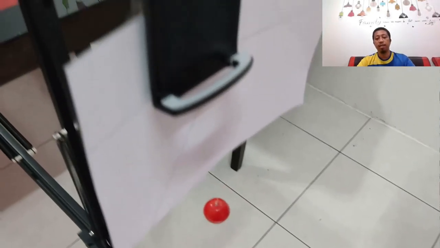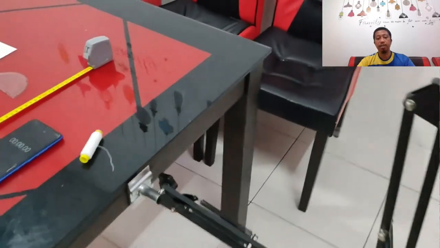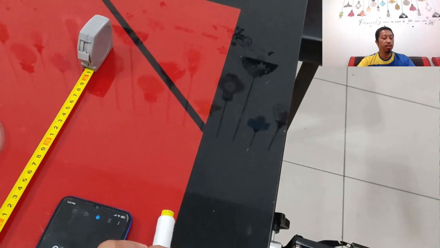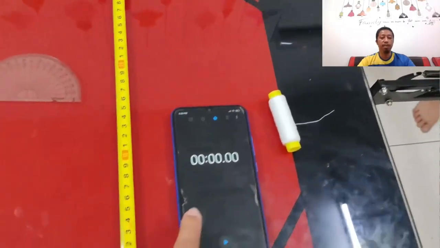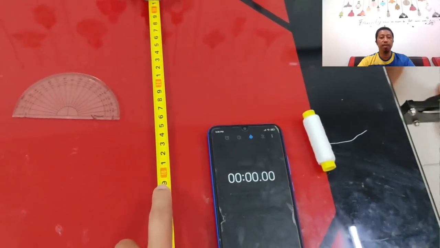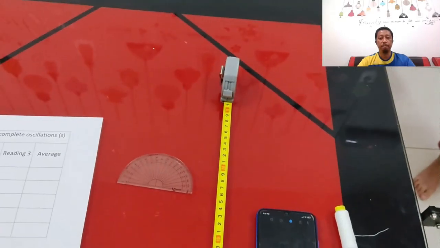I attach that to the thread, this one as a string. This thread I already measured, from 20 cm until 60 cm. This is my stopwatch, using the handphone. This is the measuring tape.